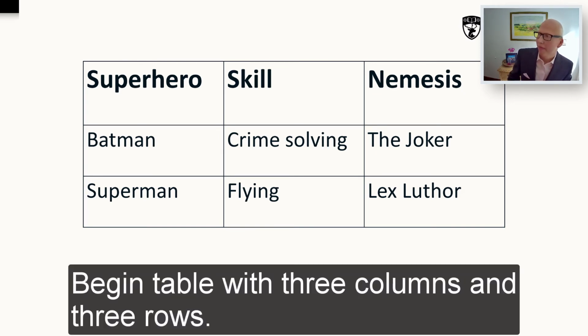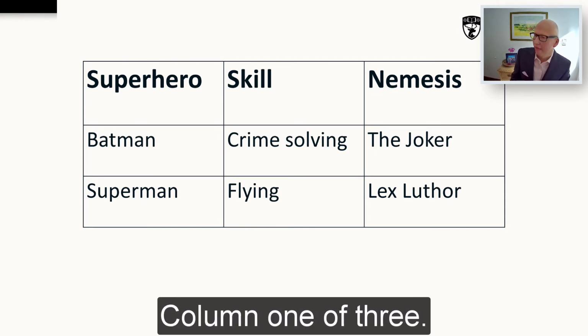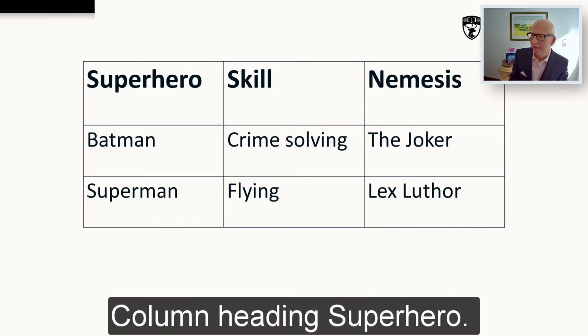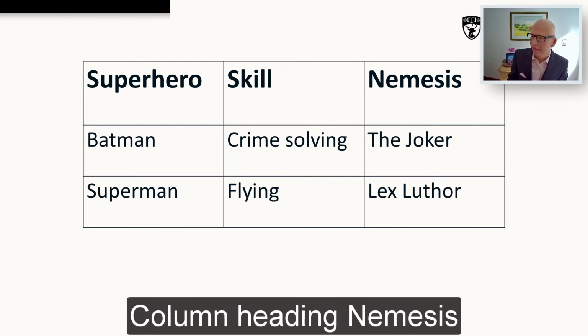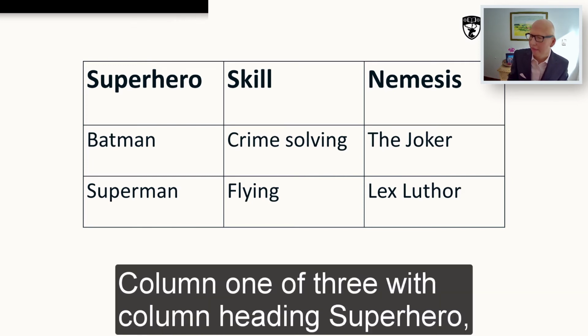Begin table with 3 columns and 3 rows. Row 1 of 3, column 1 of 3, column heading, superhero, column 2 of 3, column heading, skill, column 3 of 3, column heading, nemesis, row 2 of 3, column 1 of 3 with column heading, superhero.